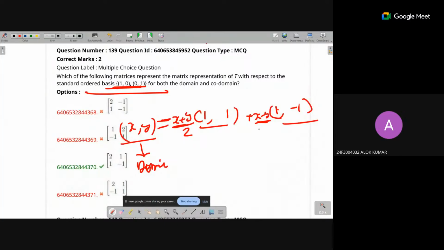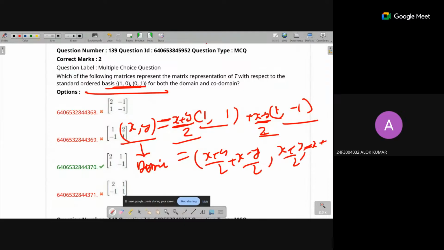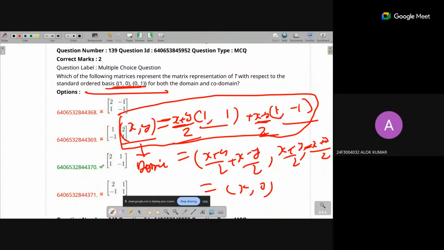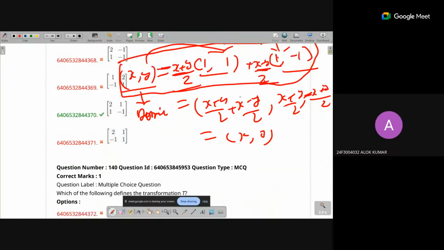So x minus y divided by 2, and if you divide by 2, then you will get x comma y, because x plus y over 2 and x minus y over 2, and x plus y over 2 minus x minus y over 2 comes out to be x comma y. So I'm saying that you can write any vector of the domain space in this format, x plus y or x minus y, right?